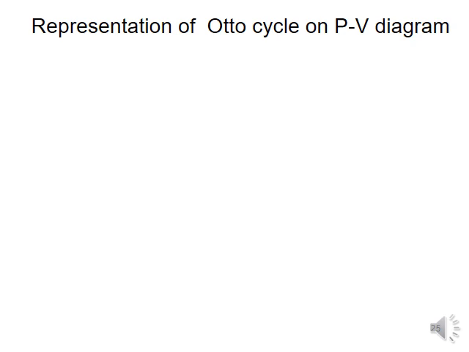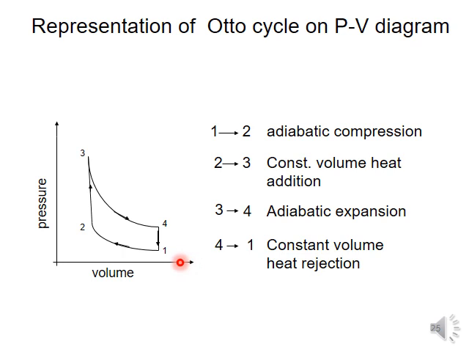So how will you represent these four processes on the PV diagram? Like this. 1 to 2 adiabatic compression, 2 to 3 constant volume heat addition, 3 to 4 adiabatic expansion, and 4 to 1 is a constant volume heat rejection. This graph is very important. By looking at this graph we will discuss how the process takes place from 1 to 2, 2 to 3, 3 to 4, and the temperature, volume and pressure variations at each point. First we will discuss the 1 to 2 process.